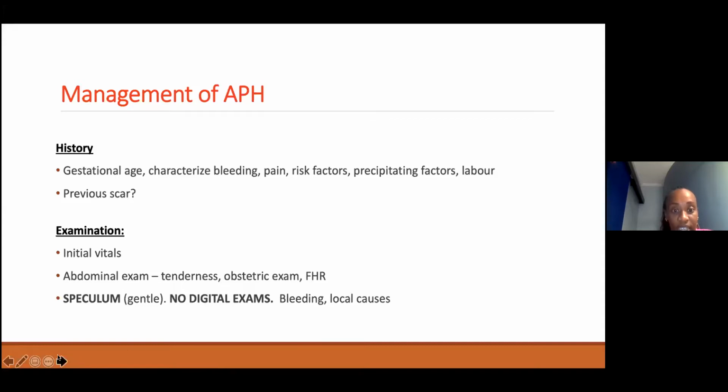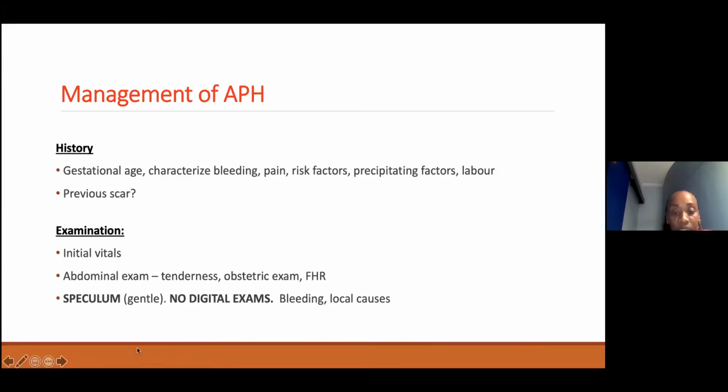Next thing, you want to characterize the bleeding. Is it minimal? Is it moderate? Is it in clots? Is it just spotting? Because that'll help you risk stratify. Is there presence or absence of pain? Were there risk factors or any precipitating factors? Are they in labor? Is there a previous scar? Okay, so a quick one, yeah? This is not the time you start going so much into extras in your social history, where do you live, etc. It's a very targeted history.